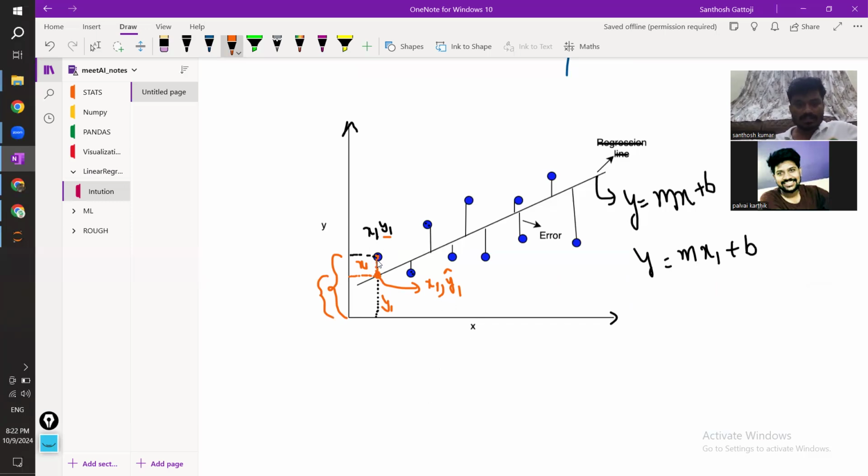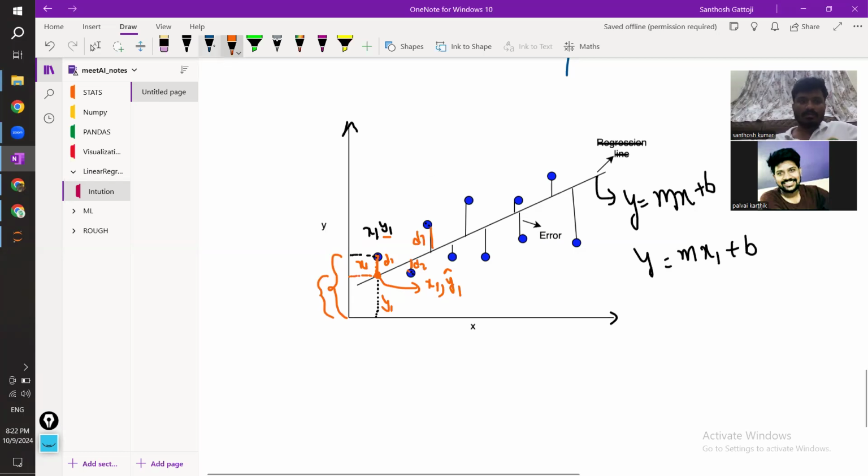And this distance, let me call it d1, is the error. Why error? Because the actual value is this, but the prediction is this, so there is some error. For this one also there will be an error, d2. d3, all these are errors.